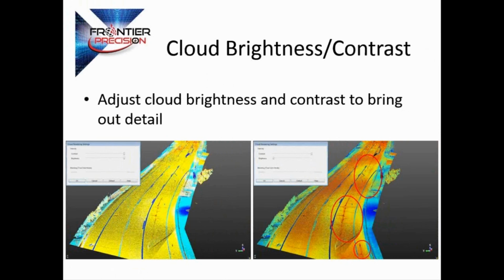Another one is the cloud brightness and contrast. So now we have the ability to change the brightness or contrast of each individual pixel. And what this will do is allow you to see some more of the details, or in this example here, some of the cracks or edges a lot easier without having to do any other filtering or sampling. So this is a nice tool that they added.